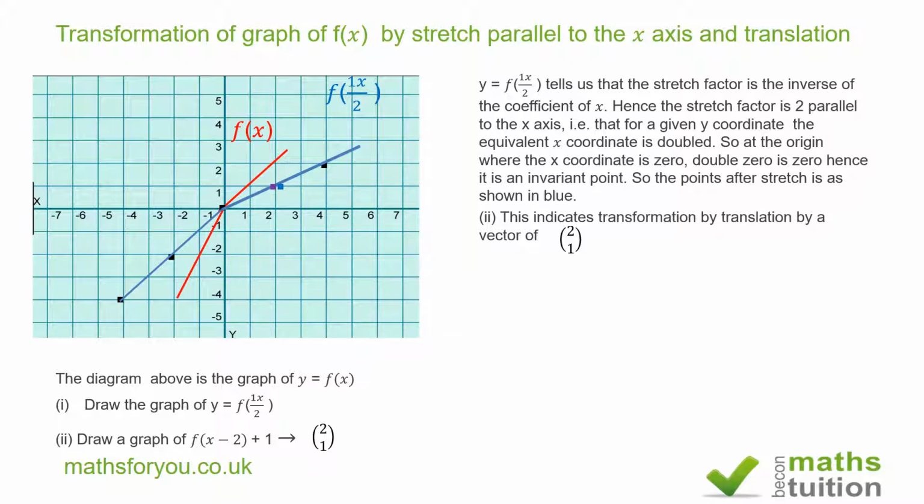Now, secondly, for this point here, we're going to move 2 to the right and 1 up, so we end up with a new point there. And for this point here, we're going to move 2 to the right and 1 up, and we end up there. And for this point here, we move 2 to the right and 1 up, so we end up with another point there. And for this point here, again, 2 to the right and 1 up will give us 0, minus 3. We now join our points, and that's the graph of f of x minus 2 plus 1.